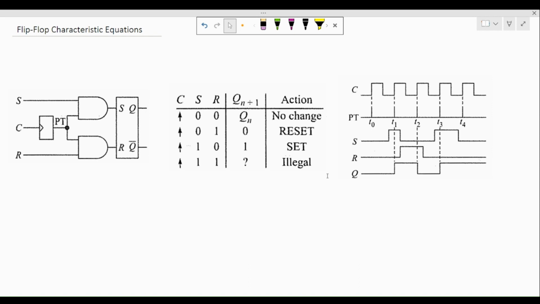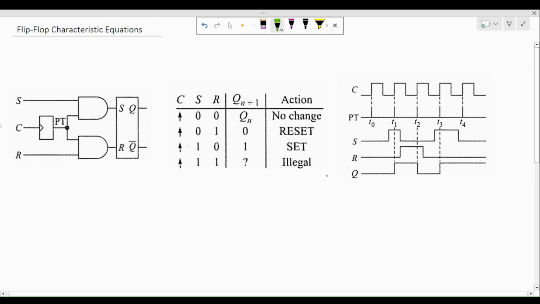In this video, I'm going to be talking about flip-flops. In my previous video, I showed you a lot about different kinds of latches and how latches are different from flip-flops, right? So a flip-flop is the clocked version of a latch.